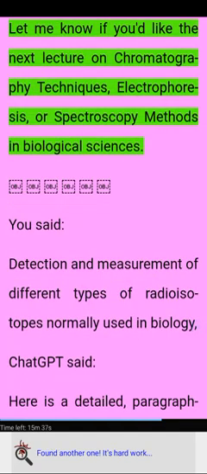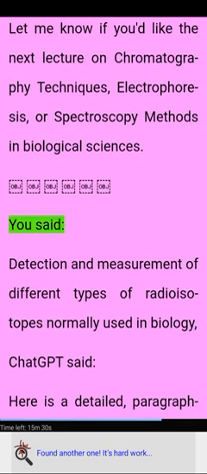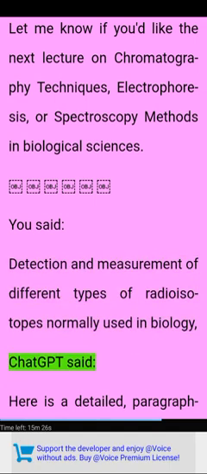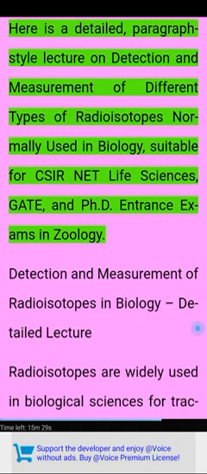Let me know if you'd like the next lecture on chromatography techniques, electrophoresis, or spectroscopy methods in biological sciences. You said. Detection and measurement of different types of radioisotopes normally used in biology. ChatGPT said. Here's a detailed, paragraph-style lecture on detection and measurement of different types of radioisotopes normally used in biology, suitable for CSIR Net Life Sciences, GATE, and PhD entrance exams in zoology.